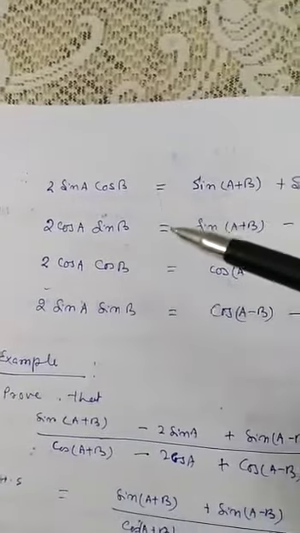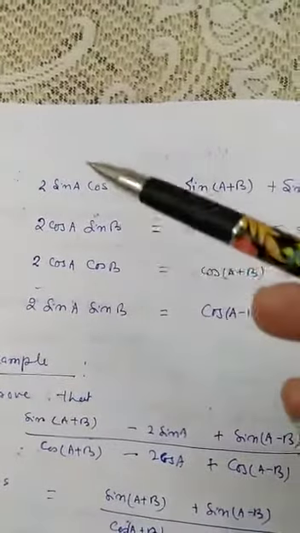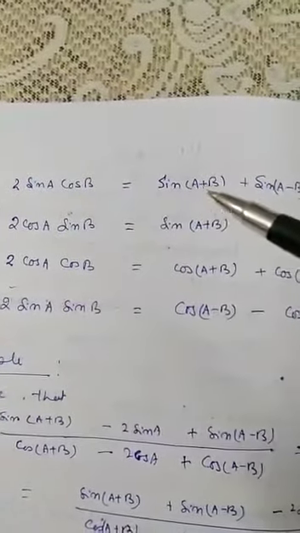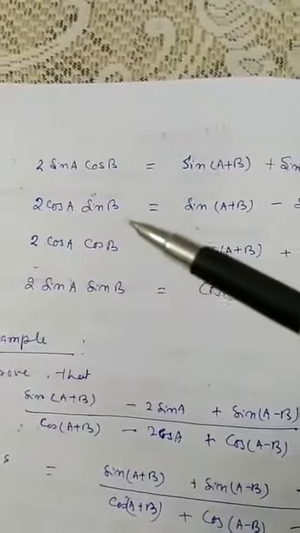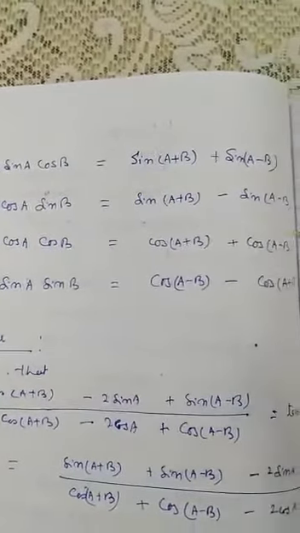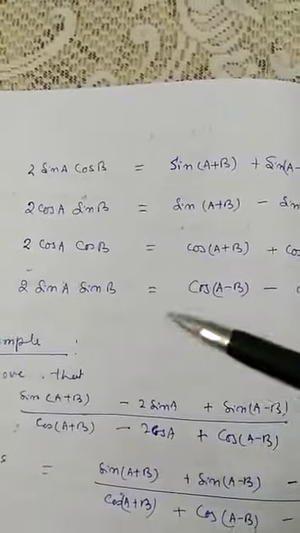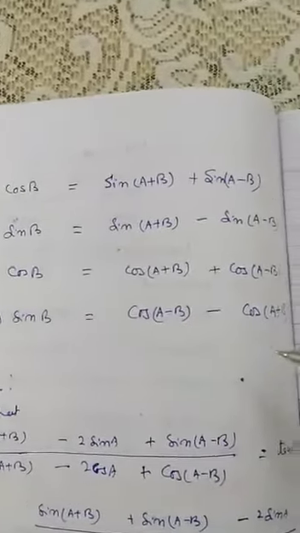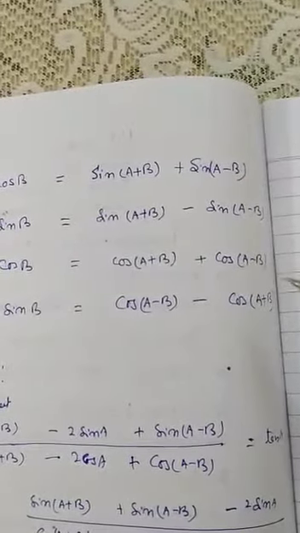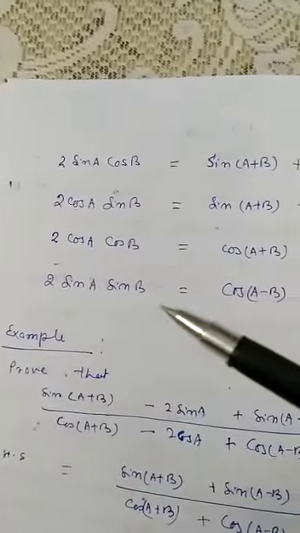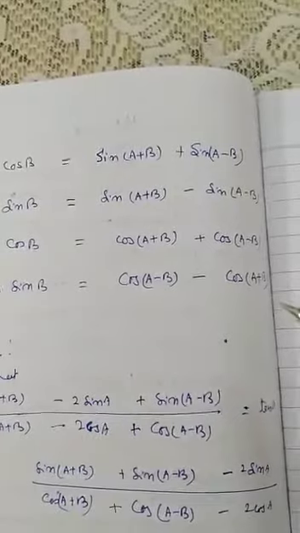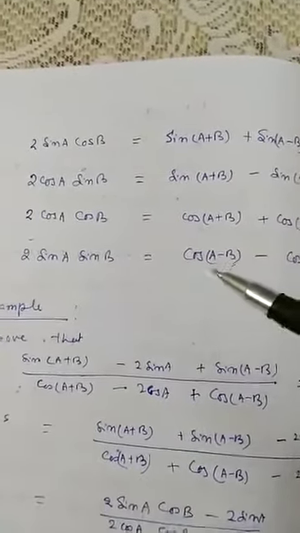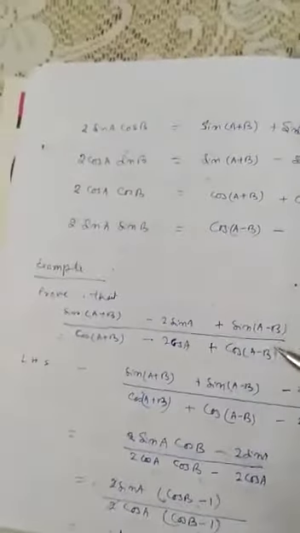Thus you have these four formulae: 2 sin a cos b, that is sin(a+b) + sin(a−b); 2 cos a sin b, that is sin(a+b) − sin(a−b); 2 cos a cos b, that is equal to cos(a+b) + cos(a−b); and 2 sin a sin b, that is cos(a−b) − cos(a+b). Learn these four formulae. You can apply these formulae in questions.